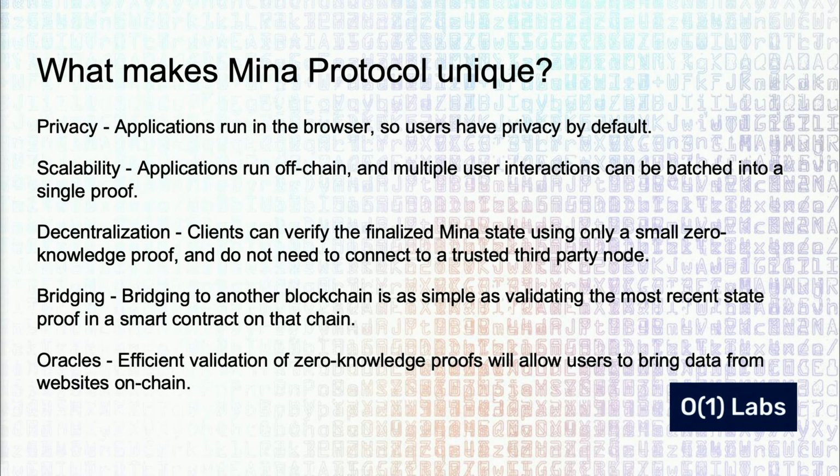Yeah, so in short, what makes Mina Protocol unique? Privacy. Applications run in the browser, so users have privacy by default. They run off-chain, and multiple interactions can be batched into a single proof, so it's more scalable. Clients can verify the finalized Mina state using only a small zero-knowledge proof and do not need to trust a third-party node, so it's more decentralized. You can bridge to other blockchains as simply as validating the most recent state proof in a contract on that chain, so interoperability is better. And the efficient verification of these proofs allows a new kind of oracle to really be usable.